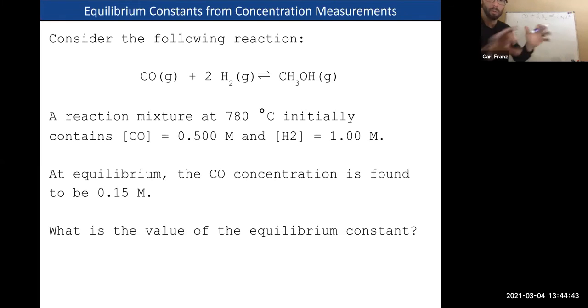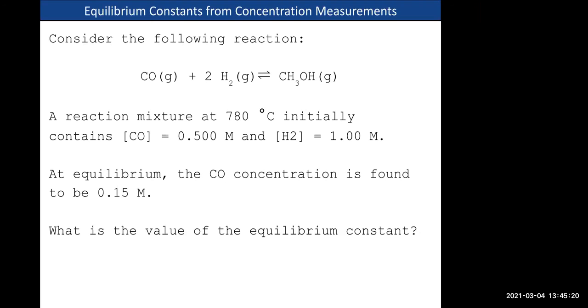Once I get this data in, I'll stop sharing my screen so you can see this a little bit better. And then initially, the reaction mixture at 780 degrees Celsius initially contains blah, blah, blah. Initially, ice, initial. So we just put in the information that we have. 0.500 for carbon monoxide and 1.00 for hydrogen. What is our methanol? 0. Great, thank you.